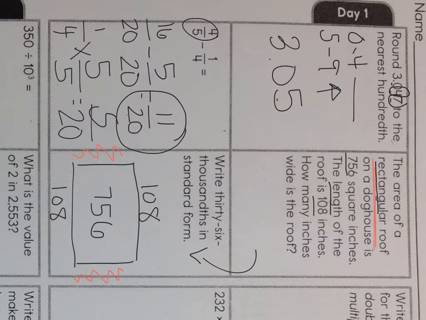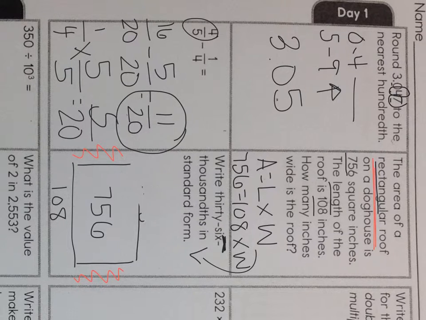So we need to fill in our blanks. Basically, you need to know that area, we'll put A for area, equals length times width. So let's fill in what we have so far. We know that A is 756, because that's our area, and L, our length, is 108. So we need to find W. What we could do to figure that out is do the opposite of multiplication and divide.